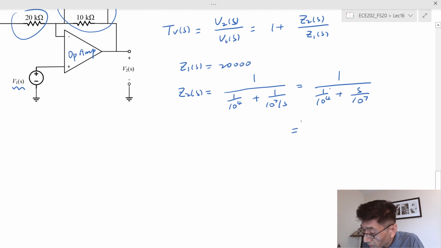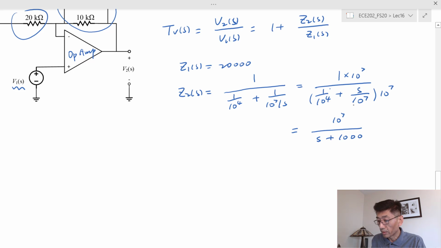In this case, I multiply both the numerator and denominator by 10 to the power 7. I got s in the numerator plus 1,000 in the numerator, and 10 to the power 7 in the denominator. So with that, I can get the voltage transfer function.